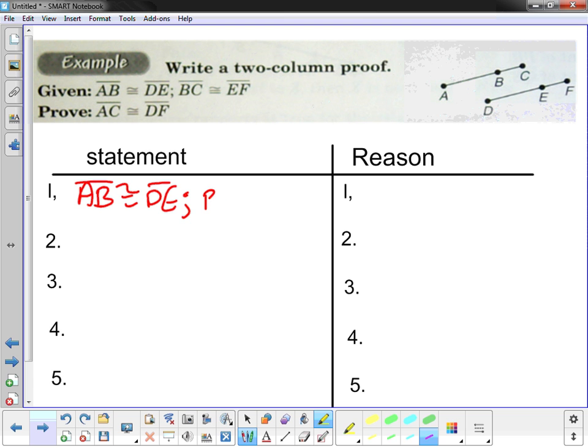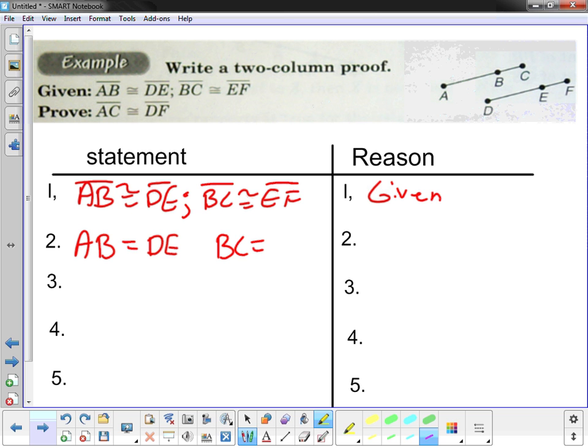and that BC is congruent to EF. That's our given information. So I'm going to put that down. Now, what does that mean for them to be congruent? Well, that means that AB has to be equal to DE. And that means that BC has to be equal to EF. Why does it mean that? That is the definition of congruent segments. They have to be the same length.